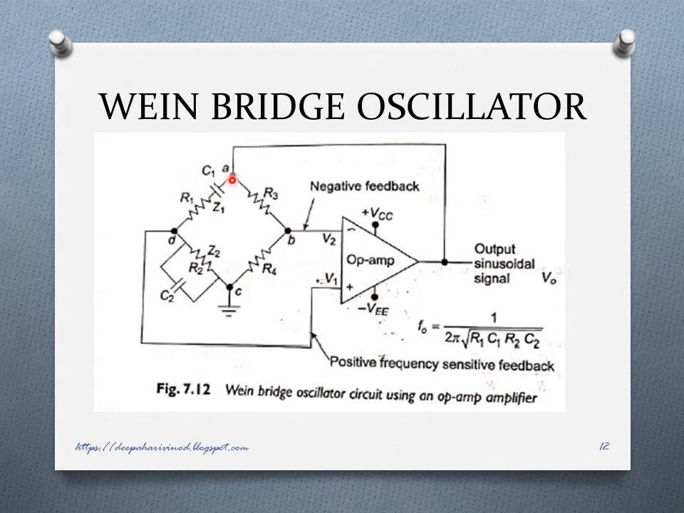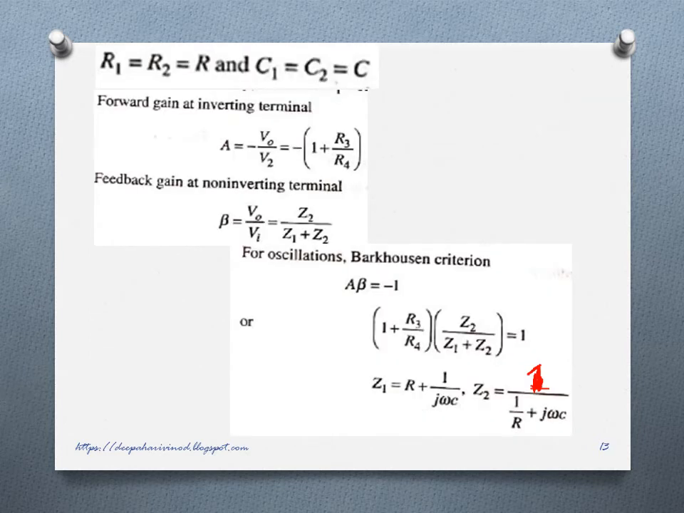so for the simplicity of the calculations, we equate R1 equal to R2 equal to R and C1 equal to C2 equal to C. And the frequency of oscillation of the circuit, f0, is equal to 1 by 2 pi root R1 C1 R2 C2. This will be the frequency of oscillation of the circuit. Now equating R1, R2 to R and C1, C2 to C.